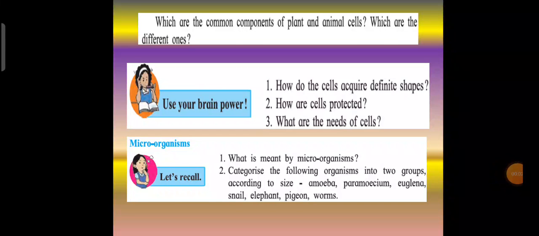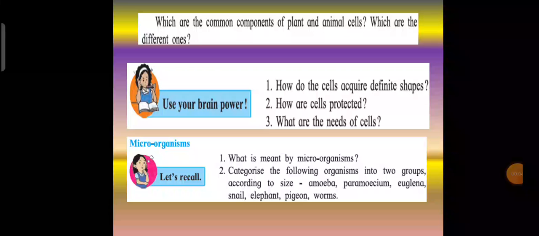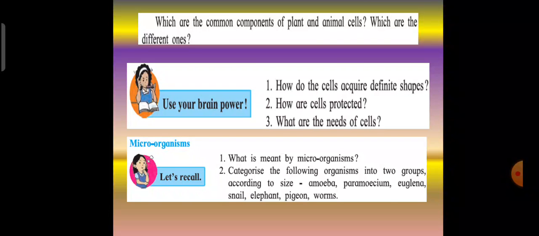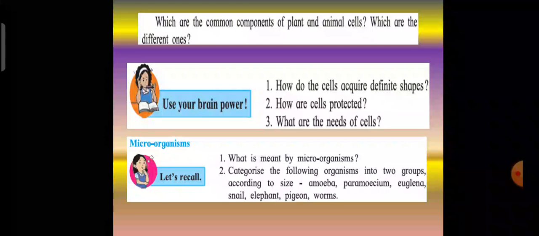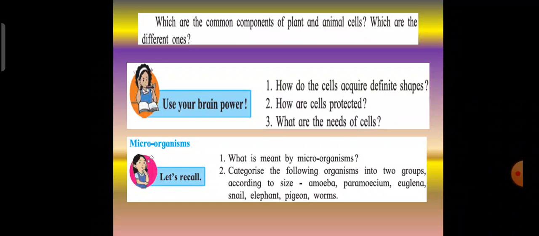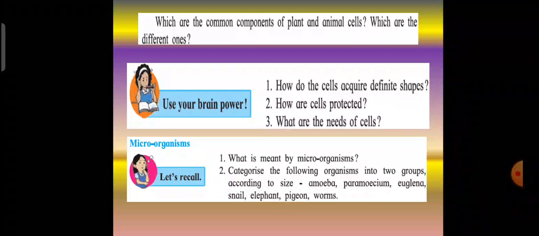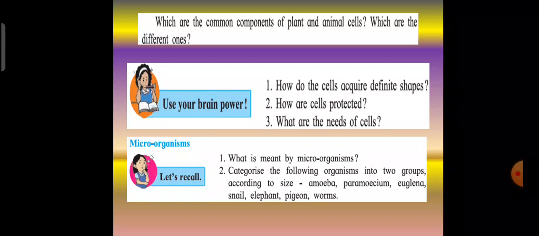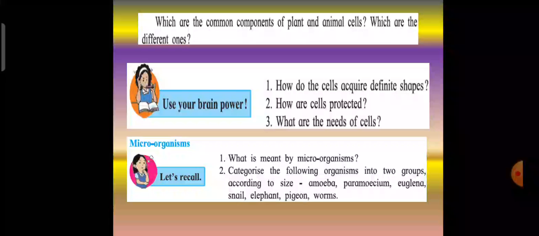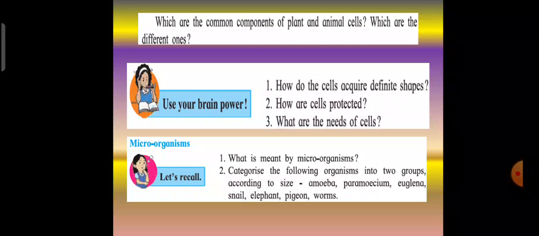Which are the common components of plant and animal cells? Plasma membrane. Okay. Which are the different ones? Plant cells have plastids, animal cells do not have. Use your brain power. How do the cells acquire different shapes? The cells acquire different shapes due to the presence of plasma membrane and cell wall.